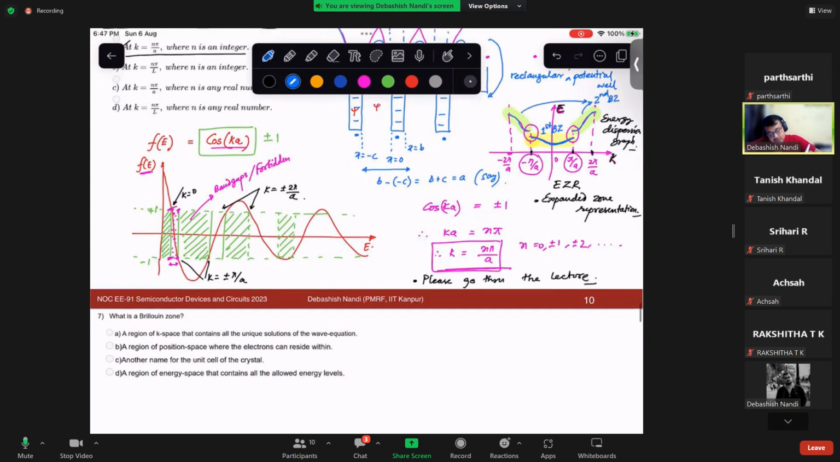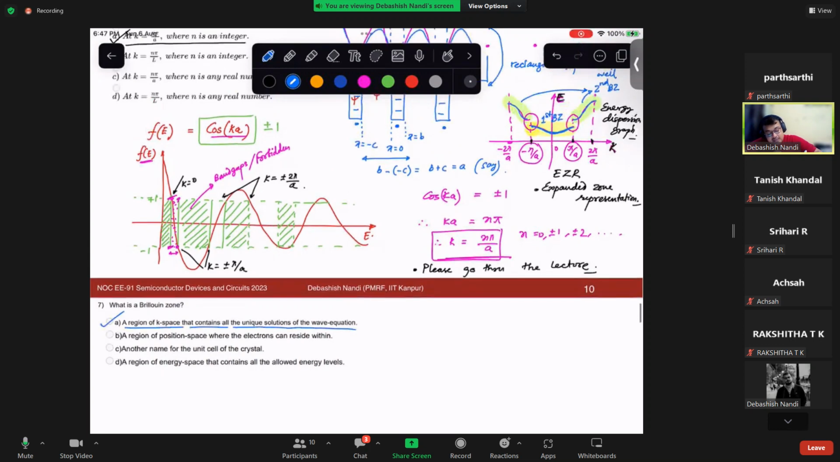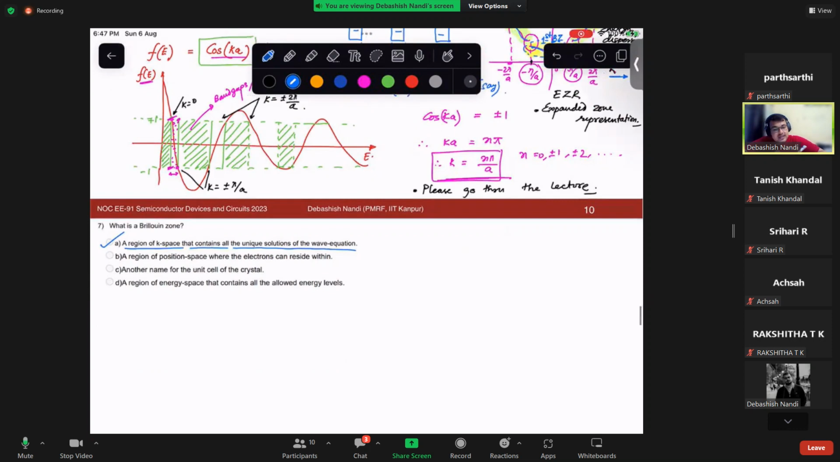Okay. So what are the Brillouin zone? Basically, Brillouin zone, let me see the options. A region of K space that contains all the unique solutions of the wave equation. Okay. A region of K space. K space means this is K axis, this is K space. A region in K space where you have all the solutions. Okay. It can be explained in other way also.